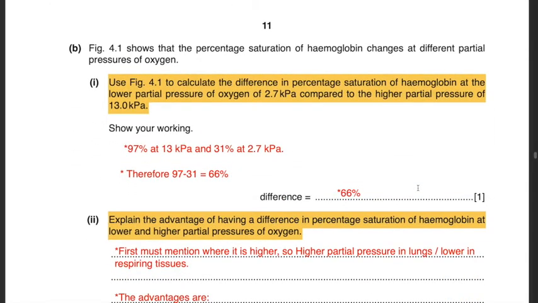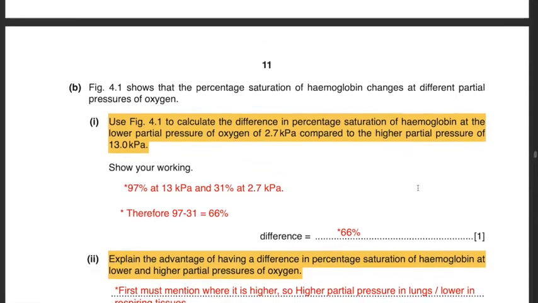Part B. Figure 4.1 shows that the percentage saturation of hemoglobin changes at different partial pressures of oxygen. Part 1. Use figure 4.1 to calculate the difference in percentage saturation of hemoglobin at the lower partial pressure of oxygen of 2.7 kilopascals compared to the higher partial pressure of 13 kilopascals. Show your working. We had to calculate the difference in the percentage saturation of hemoglobin at these given partial pressures.